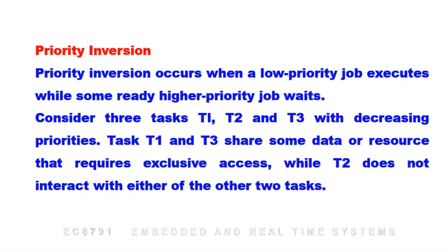Consider three tasks T1, T2 and T3 with decreasing priorities. Task T1 and T3 share some data or resource that requires exclusive access, while T2 does not interact with either of the other two tasks.